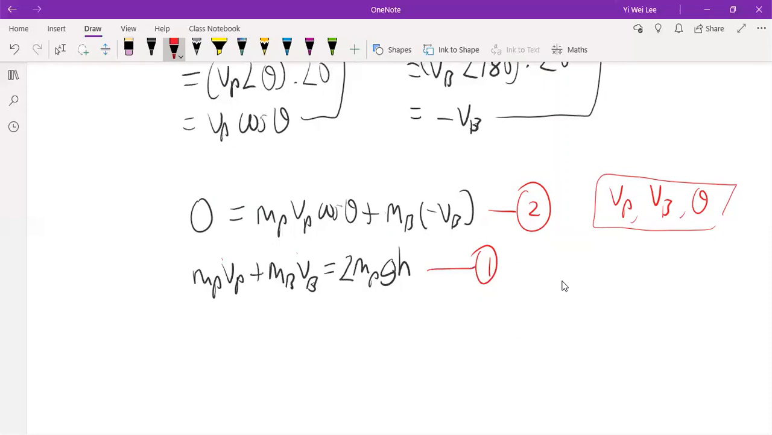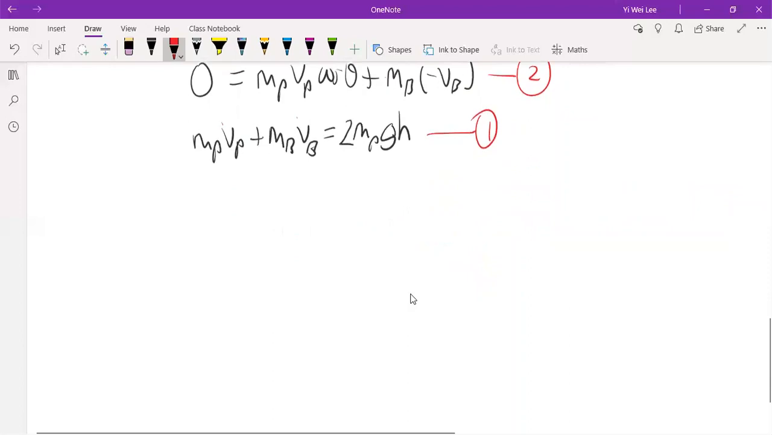Now, the good thing for us is that we have exhausted the kinetic analysis of this question. But what we haven't done is use a kinematic analysis. So what we are going to do now is use the kinematic analysis.